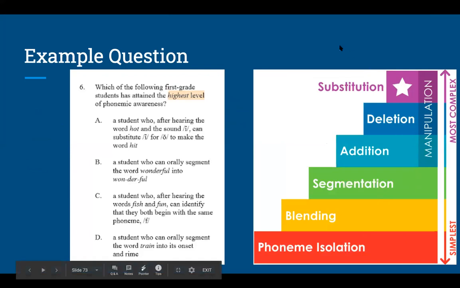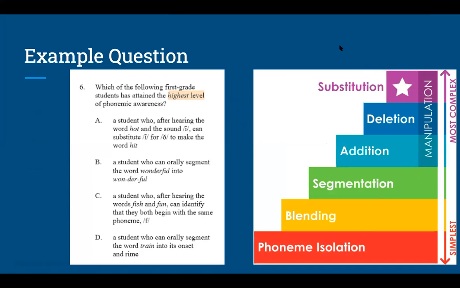So then, which of the following first grade students has attained the highest level of phonemic awareness? A, a student who, after hearing the word hot and the sound i, can substitute i for o to make the word hit. B, a student who can orally segment the word wonderful into won-der-ful. C, a student who, after hearing the words fish and fun, can identify that they both begin with the same phoneme. Or D, a student who can orally segment the word train into its onset and rime.